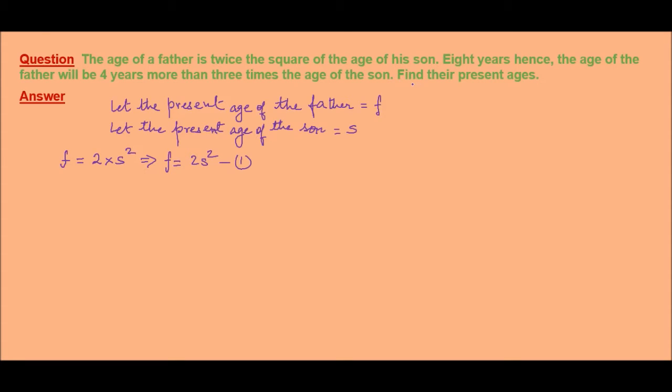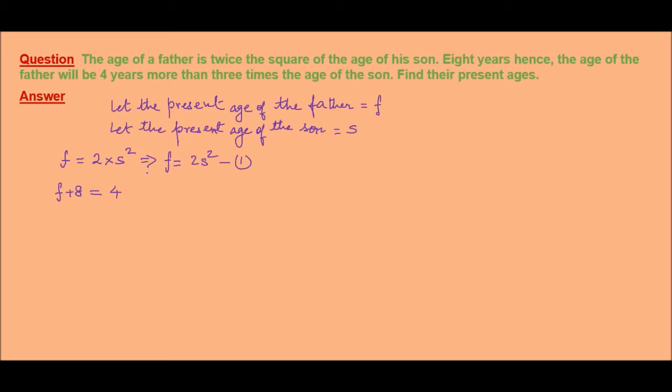So the age of the father after 8 years will be f plus 8. Will be or is, these words represent the equal to sign in an equation. 4 years more. So we write this number 4.